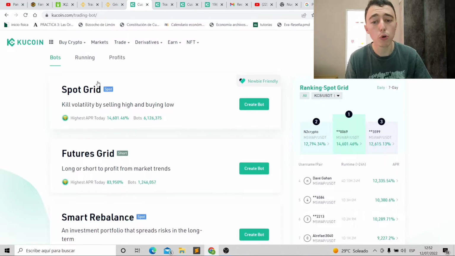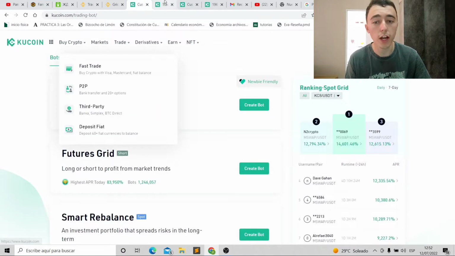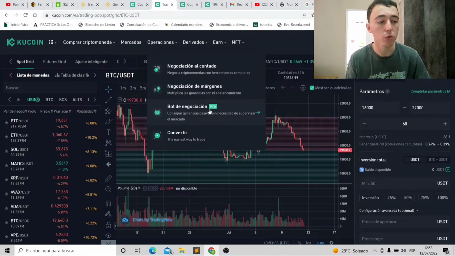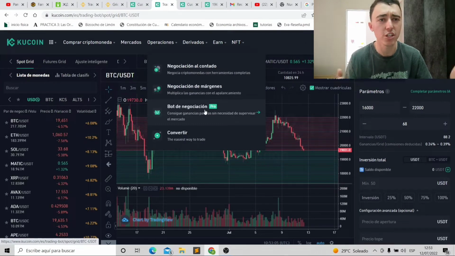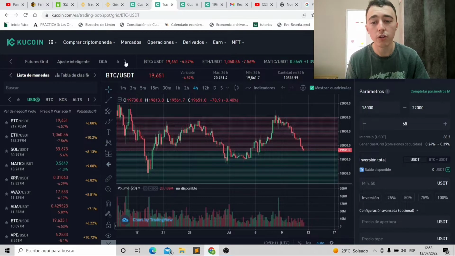So the first type of bot we're going to see is the spot grid. What is the spot grid? Well, first of all, to start using the bots, you just go to the normal page of KuCoin and you click on top where it says operations, and you select trading bot. If you have it in English, it's a trading bot or similar. Okay, so how does this work? Well, first you have to go to spot grid. This is the only one that allows you. Here you can see all of them.